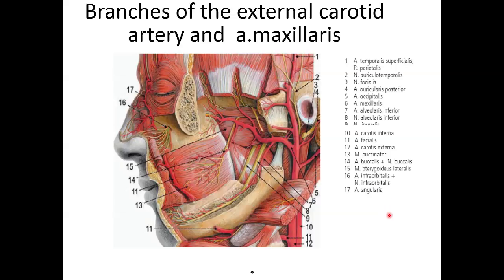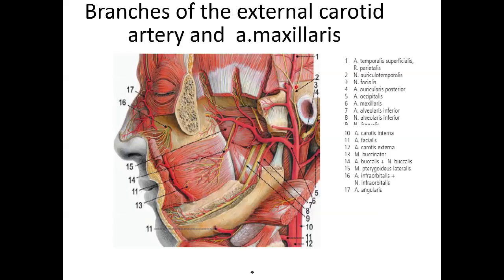I don't want to demonstrate each vessel here. I'd like to propose you make a pause when you watch this video, and then try to find each designation, number 1, number 2, number 3, and so on. And just now I'd like to demonstrate only arteria carotis externa. Here it is, number 12, arteria carotis externa.